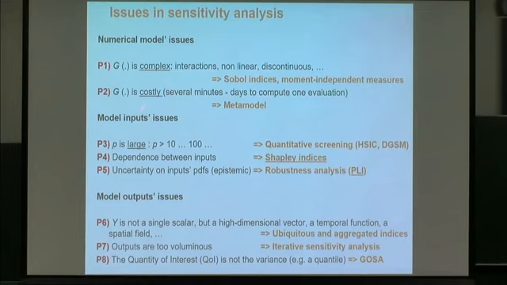The second kind of issues is about the inputs: the dimensionality of the inputs, this is the main issue in sensitivity analysis, the dependence between inputs, and the uncertainty on the input PDF. Okay. And finally, the 3 last are about the model outputs. When y is not a single scalar but a high-dimensional vector or a function, things are more complex, but we know how to do.